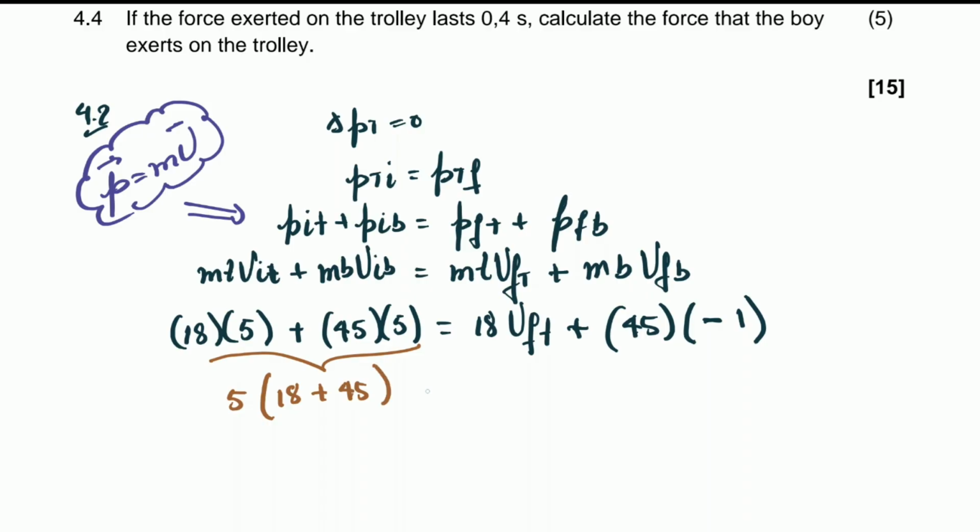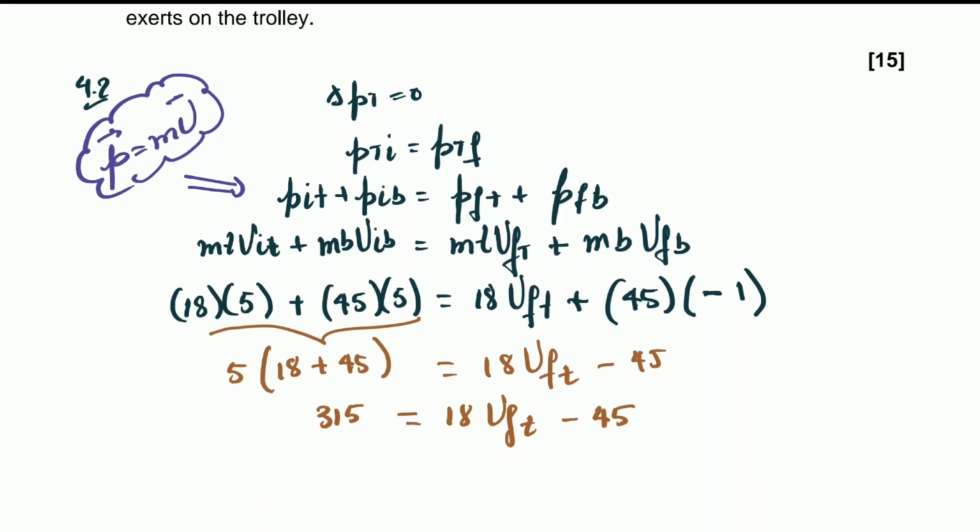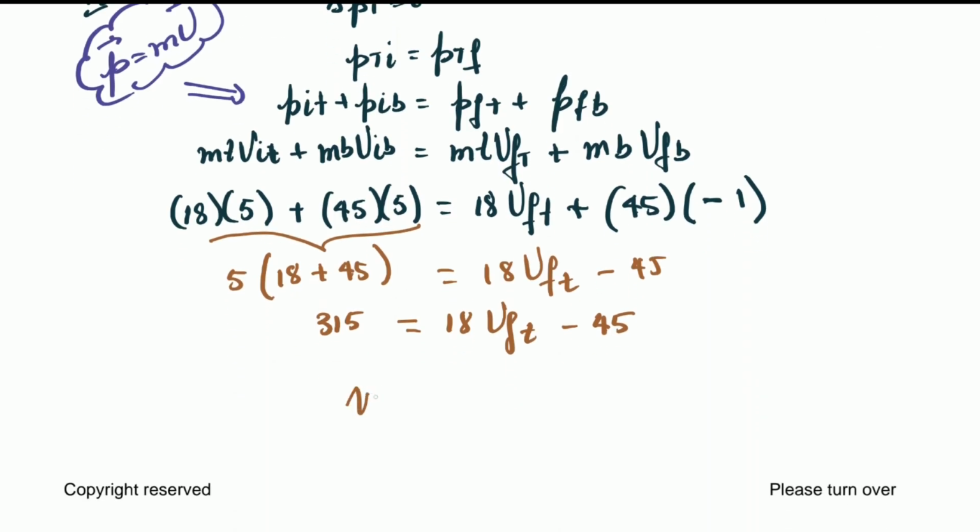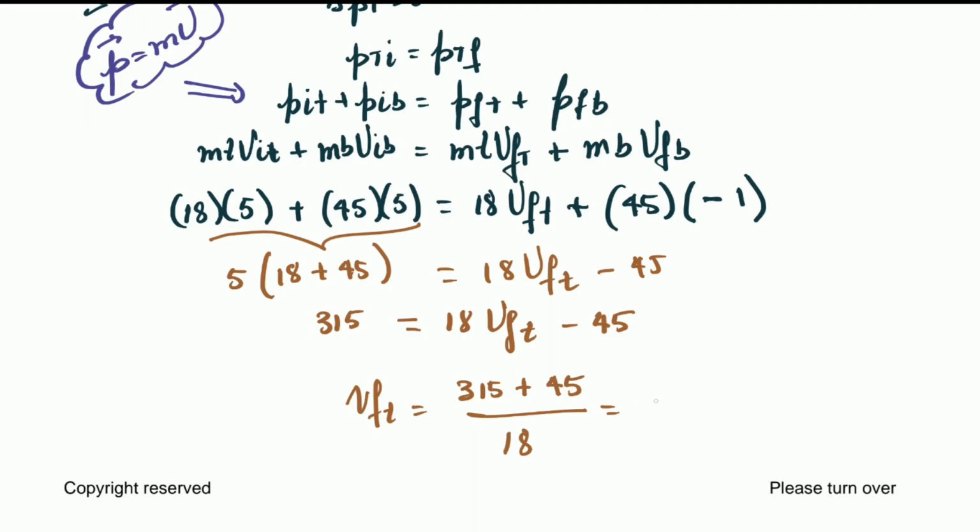You do not have to do this. This is 18 times the final velocity of the trolley, minus 45. When you solve this one, you get 315 equal to 18 times the final velocity of the trolley, minus 45. When you rearrange this one, you will get that the final velocity of the trolley is equal to 315 plus 45, divided by 18, and that will give you the final velocity of the trolley. Then you get that the final velocity of the trolley is 20 meters per second.